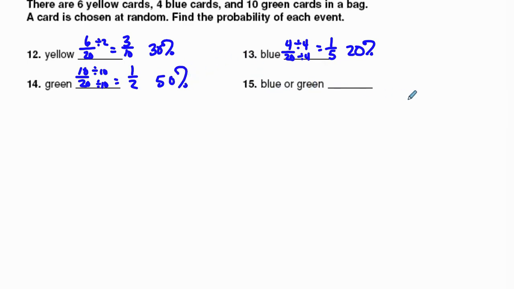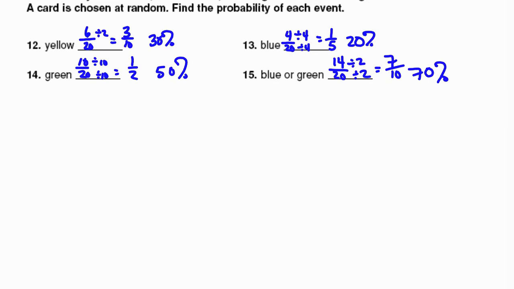And then blue or green. So now we add them together. There are 4 blue, 10 green. So that's 14 that are either blue or green out of 20. Here we can divide by 2. Over 2 we get 7/10, which is 70%.